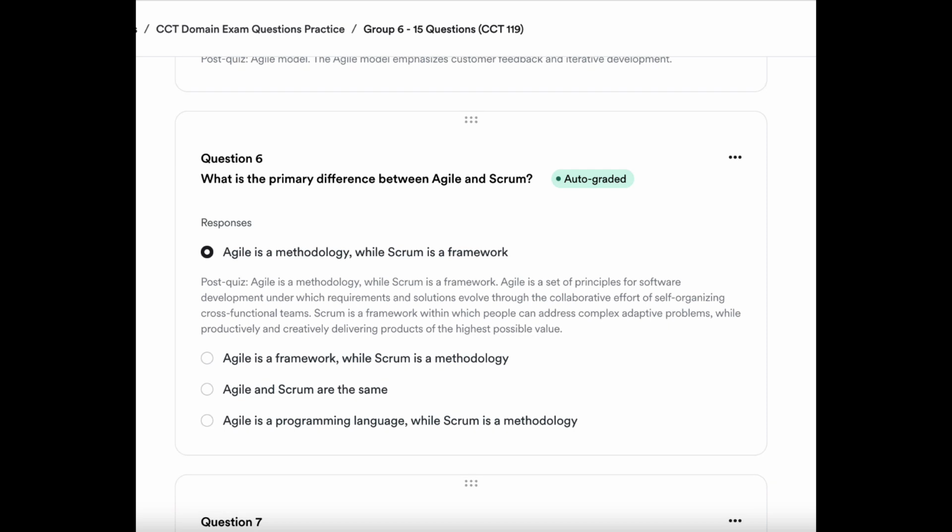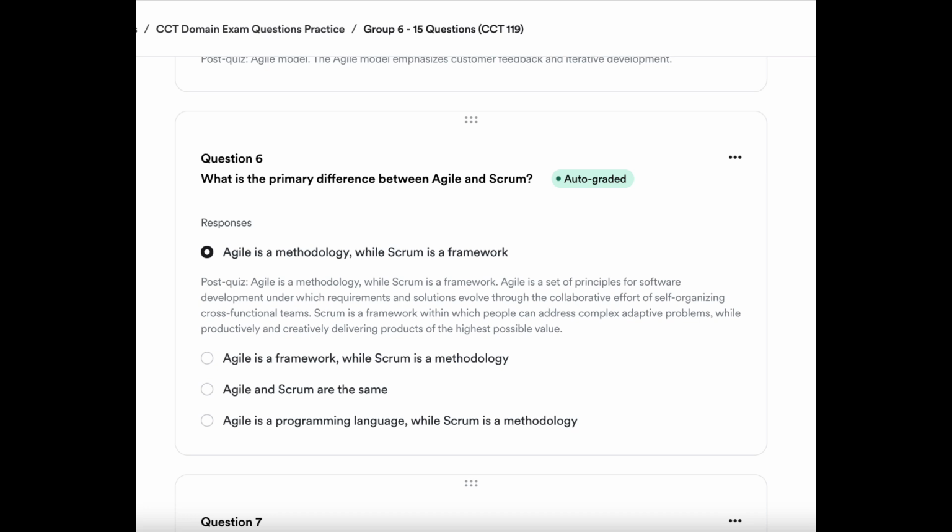Okay, so they're used in many cases synonymously. They're used together, but they are different. So A, Agile is a methodology while Scrum is a framework. B, Agile is a framework while Scrum is a methodology. C, Agile and Scrum are both the same. Well, I just threw that one out, didn't I? D, Agile is a programming language while Scrum is a methodology. So what's the difference between Agile and Scrum? It is A. Agile is a methodology and Scrum is a framework.